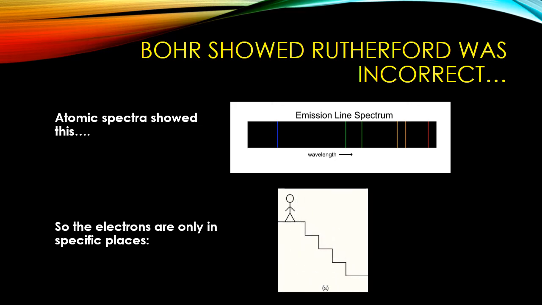Think of it like a staircase. You can stand on this energy level, or this one, or this one, but you cannot be on a half step. That is not possible. If you are an electron, you can only stand on specific discrete energy levels. And when the energy is excited and falls back down, you get a specific color released, not the full spectrum.